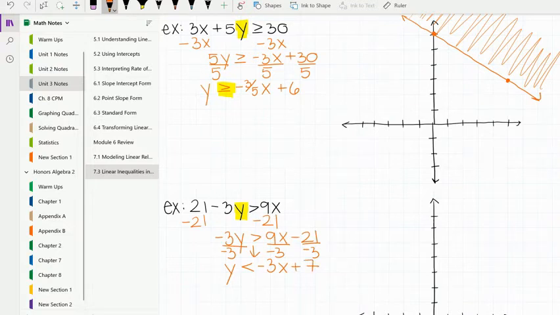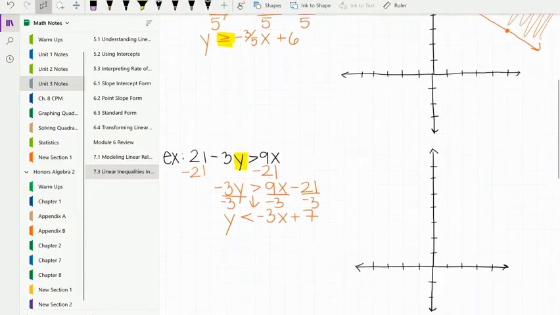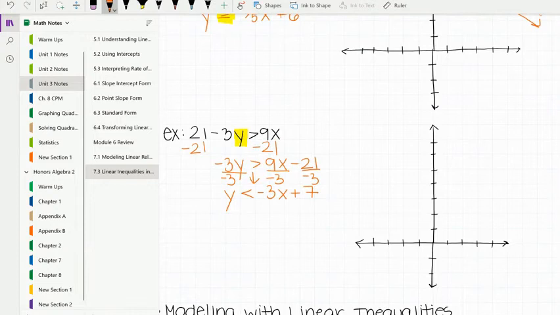So we'll first start off with plotting our y-intercept. So our y-intercept is at 7. So we're going to go ahead and put a dot at 7. And then from there, we're going to go down 3 over 1. Down 3 over 1.